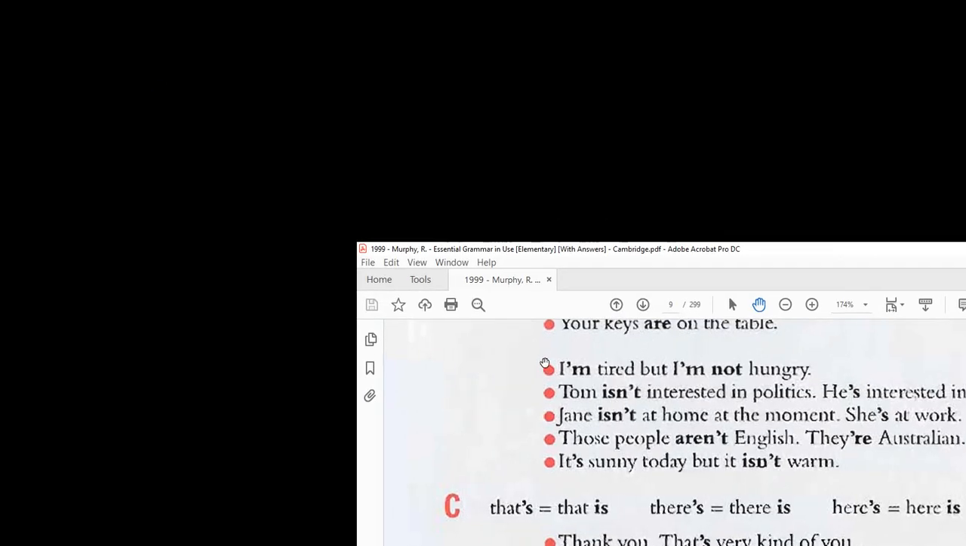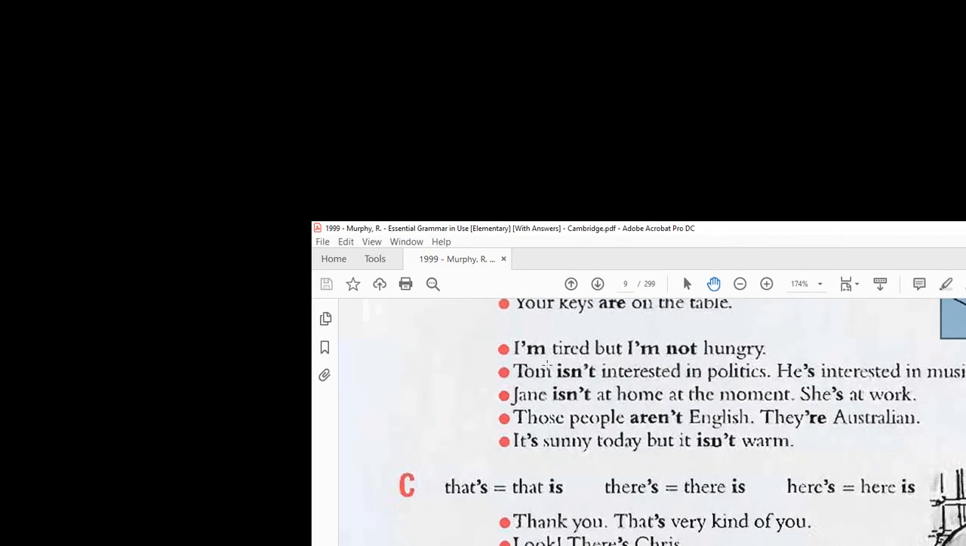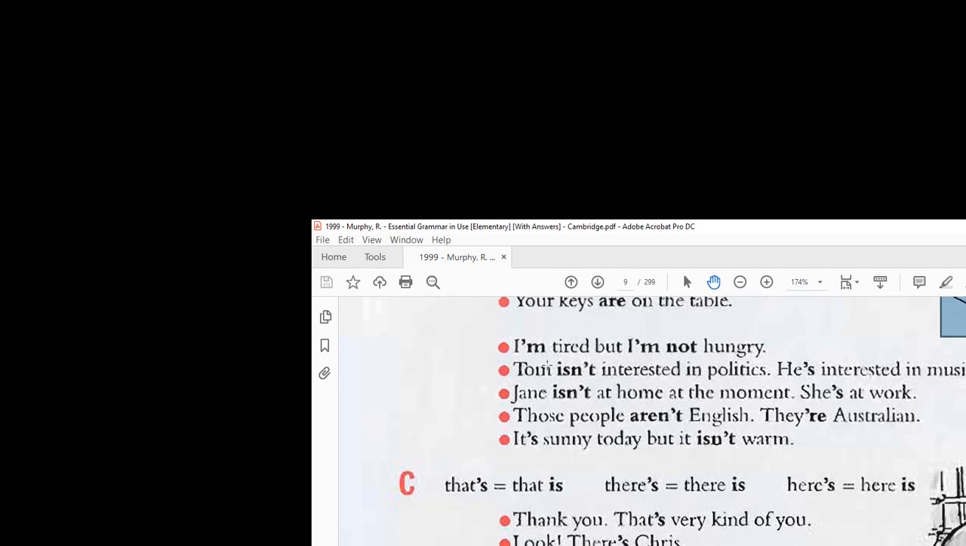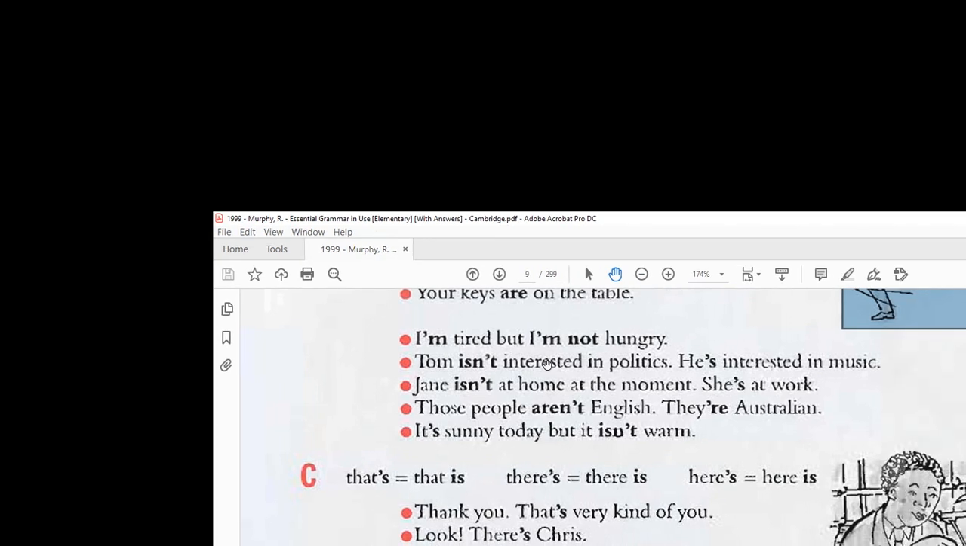And then we have this last part that I'm going to read, because this time we're not reading positive sentences. We're reading negative sentences. Okay, so here we go. Number one says, I'm tired, but I'm not hungry. Okay, we have two contractions here, one in the positive form and the other in the negative form.